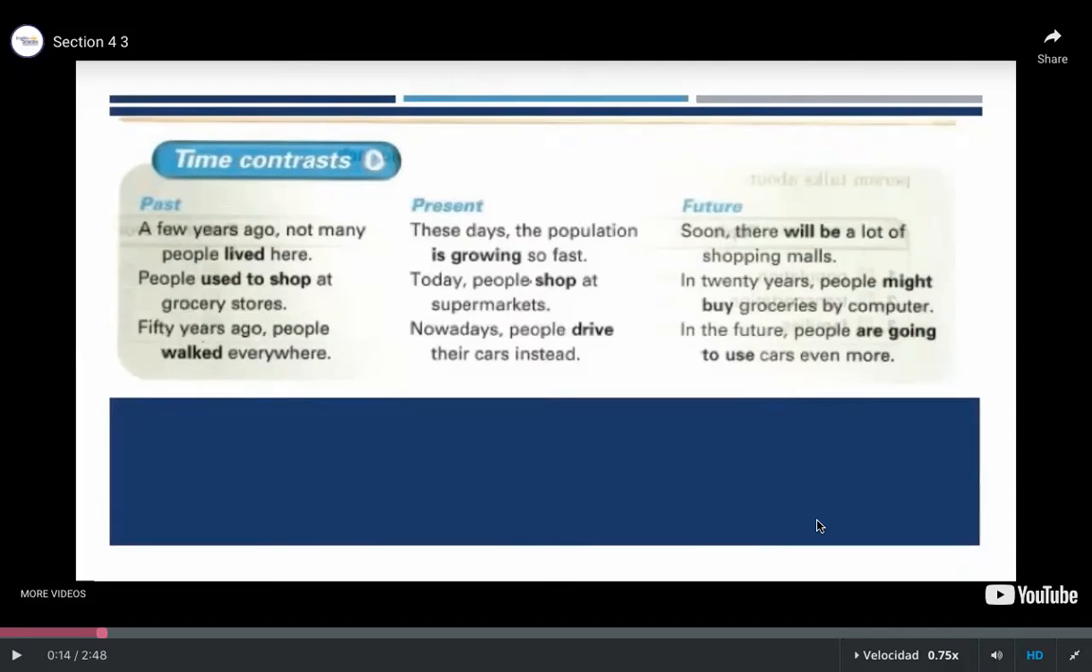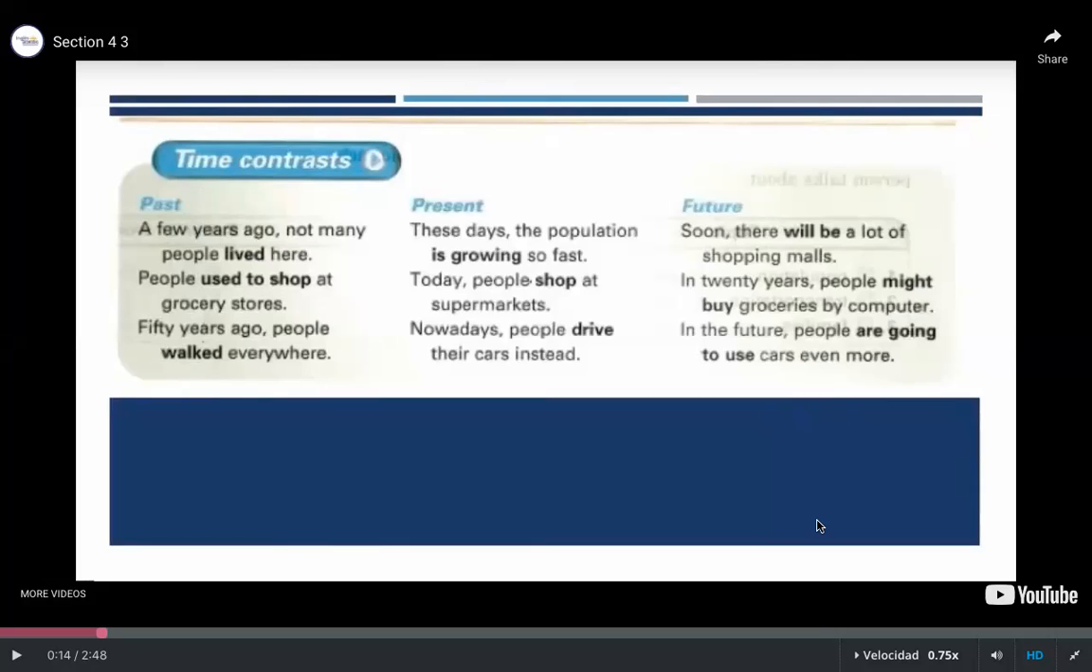So the verb is in past. All three sentences are referring to actions that happened in the past and they are not continuing in the present. So let's see the difference with the present.